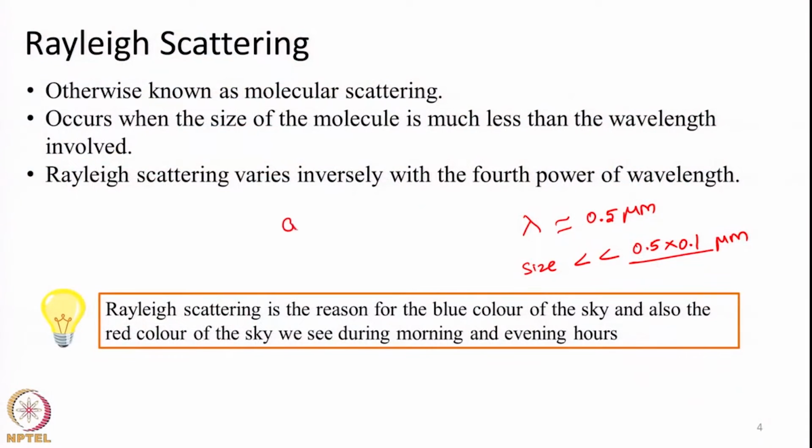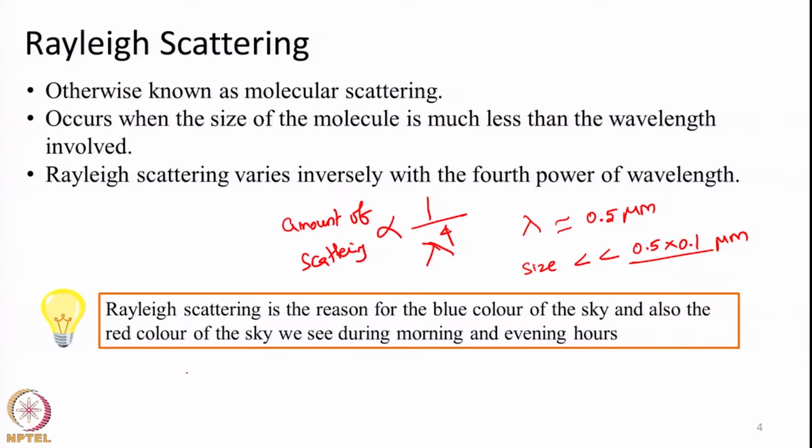And this Rayleigh scattering varies inversely with the fourth power of wavelength, that is, the amount of scattering will be proportional to 1 by lambda power 4. That is, as lambda becomes smaller and smaller, the amount of scattering will keep on increasing.